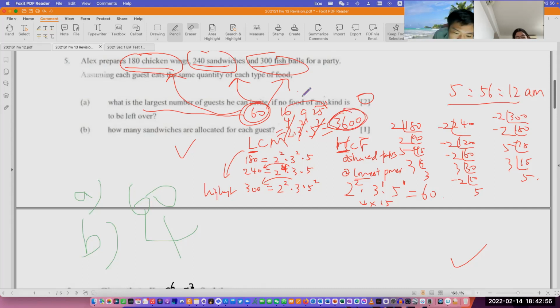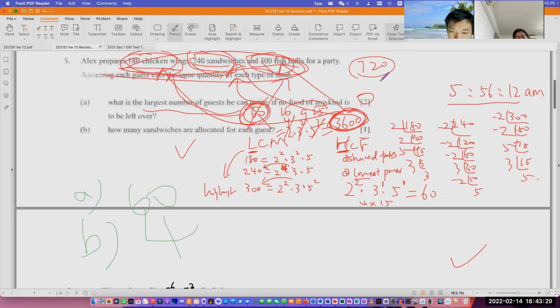LCM is 3600. HCF is 60. Let's say you make a mistake and find the LCM instead of the HCF. Ask yourself, you go and invite 3600 people. Does it make sense or not? You invite 3600 guests while you only have 180 chicken wings, 240 and 300. Even if you add up all these, you end up with 720. Your 720 can't fit 3600.